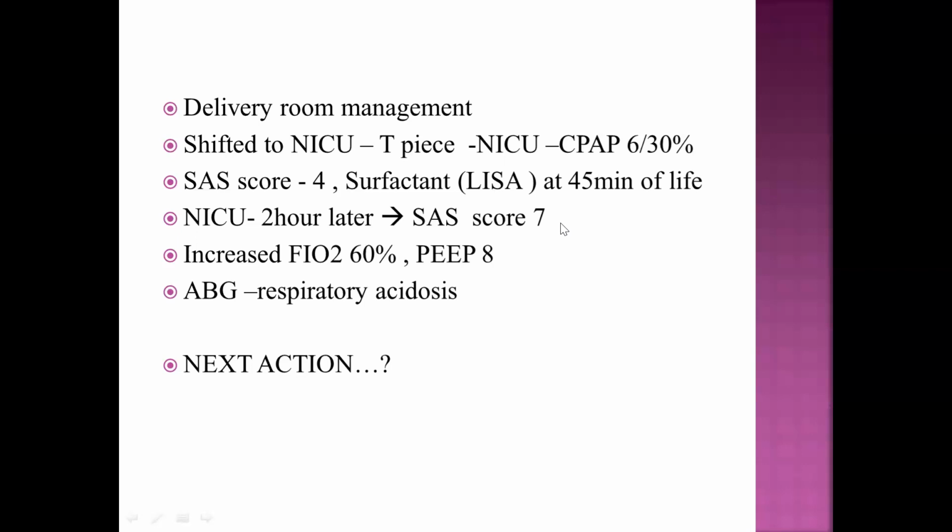to maintain saturation of 90 to 91. And ABG shows severe respiratory acidosis. What would be your next action in this case? The next step would be to intubate and mechanically ventilate this baby, as the baby is in impending respiratory failure. There is clinical worsening. There is increased FiO2 requirement in this baby.